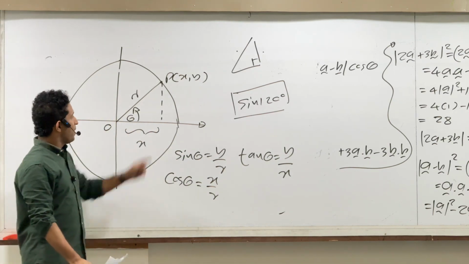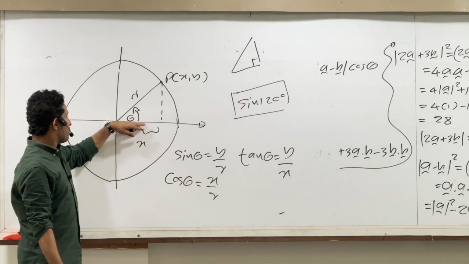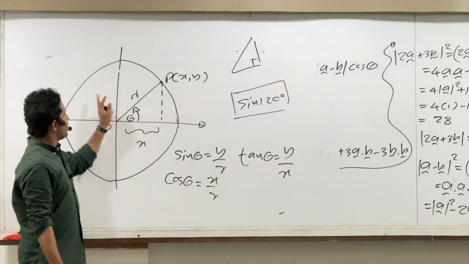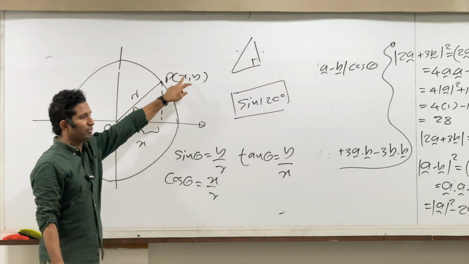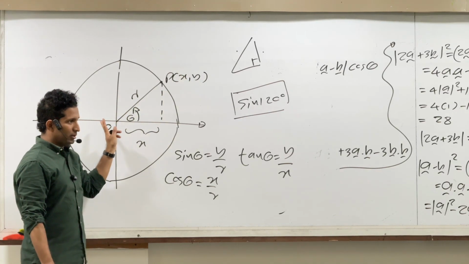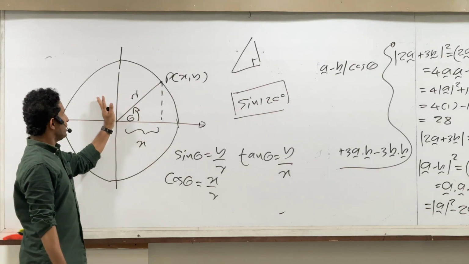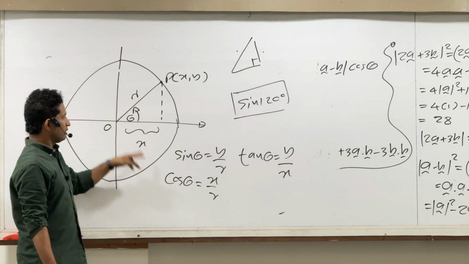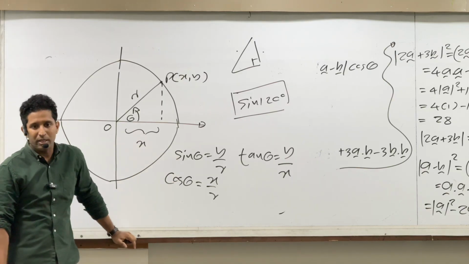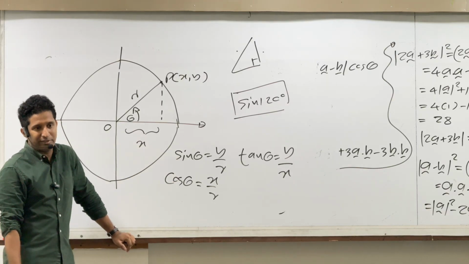Now you can see that when theta is more than 90, you can still find the coordinates x and y. Then this is the definition. Sometimes, when it comes here, the x coordinate will be negative, then some trigonometric ratios will be negative. That's the genuine definition.